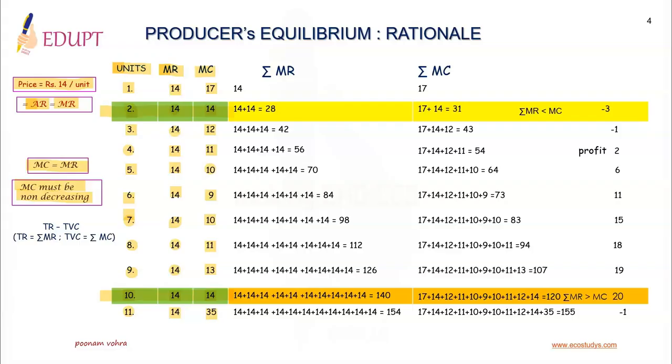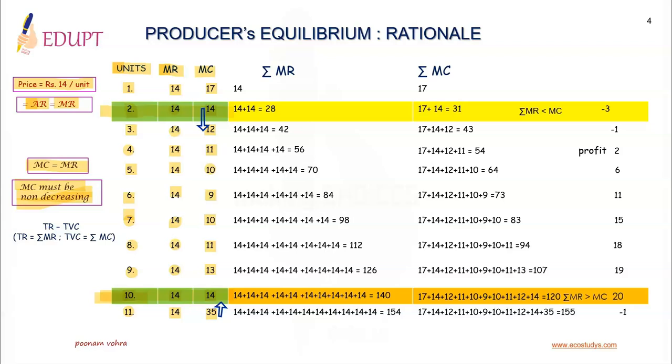But out of the two, it is the 10th unit which satisfies the second condition also. Because after the second unit, marginal cost falls from 14 to 12, whereas after the 10th unit, marginal cost is non-decreasing. It is 35. So the producer is in equilibrium when 10 units of the good are produced and sold. But one has to justify that this is the equilibrium condition.